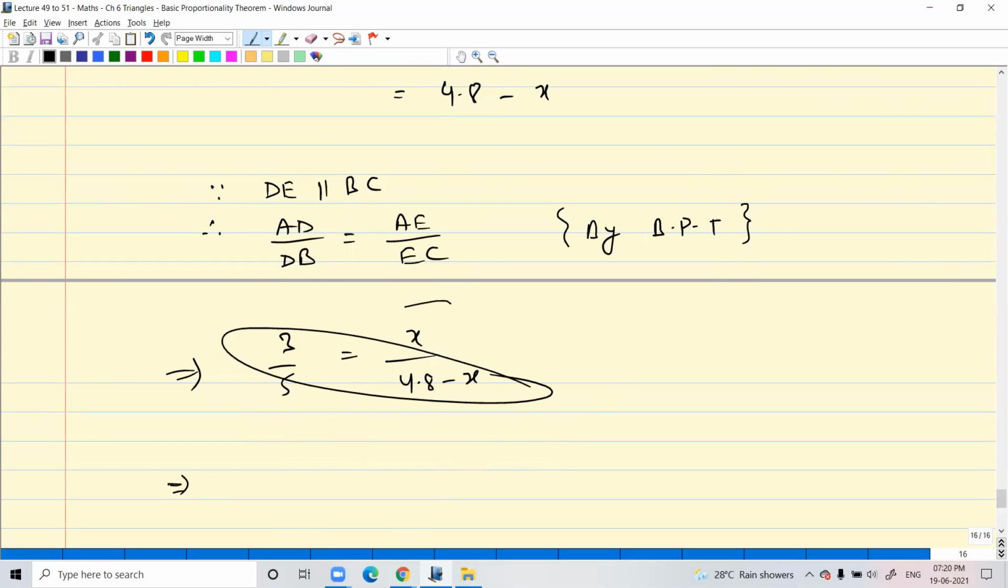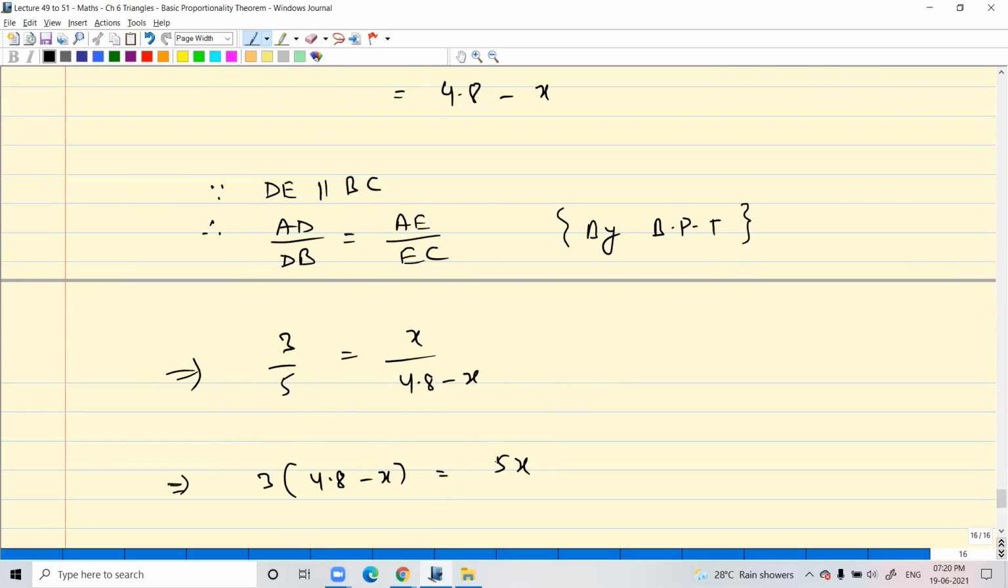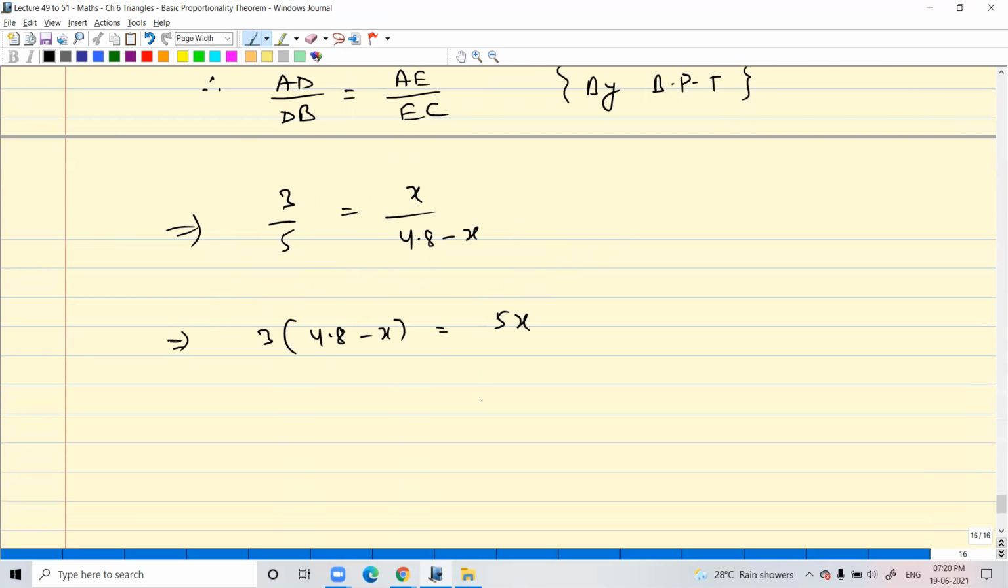So just do cross multiplication. It will be 3 times 4.8 minus X, and this will become 5X. Is that clear to everyone? 5 into X, and here 3 into this whole thing. So what is 48 into 3?